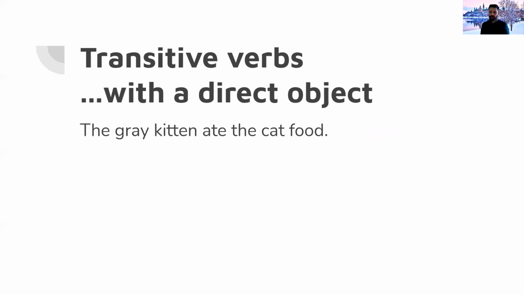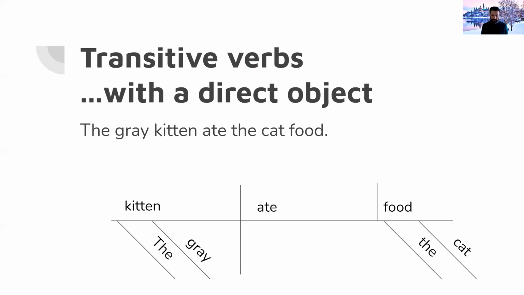Now it's your opportunity to try. Here's a sentence that has a direct object. If you like, you can pause the video, diagram your sentence, and then compare it with my drawing. The gray kitten ate the cat food. What's the subject? What's the main verb phrase? What's the direct object? The gray kitten is our subject. Ate is the main verb phrase. And then the cat food is our direct object. The kitten ate the cat food. Or the cat food is eaten by the kitten. So then we know that that is the object.